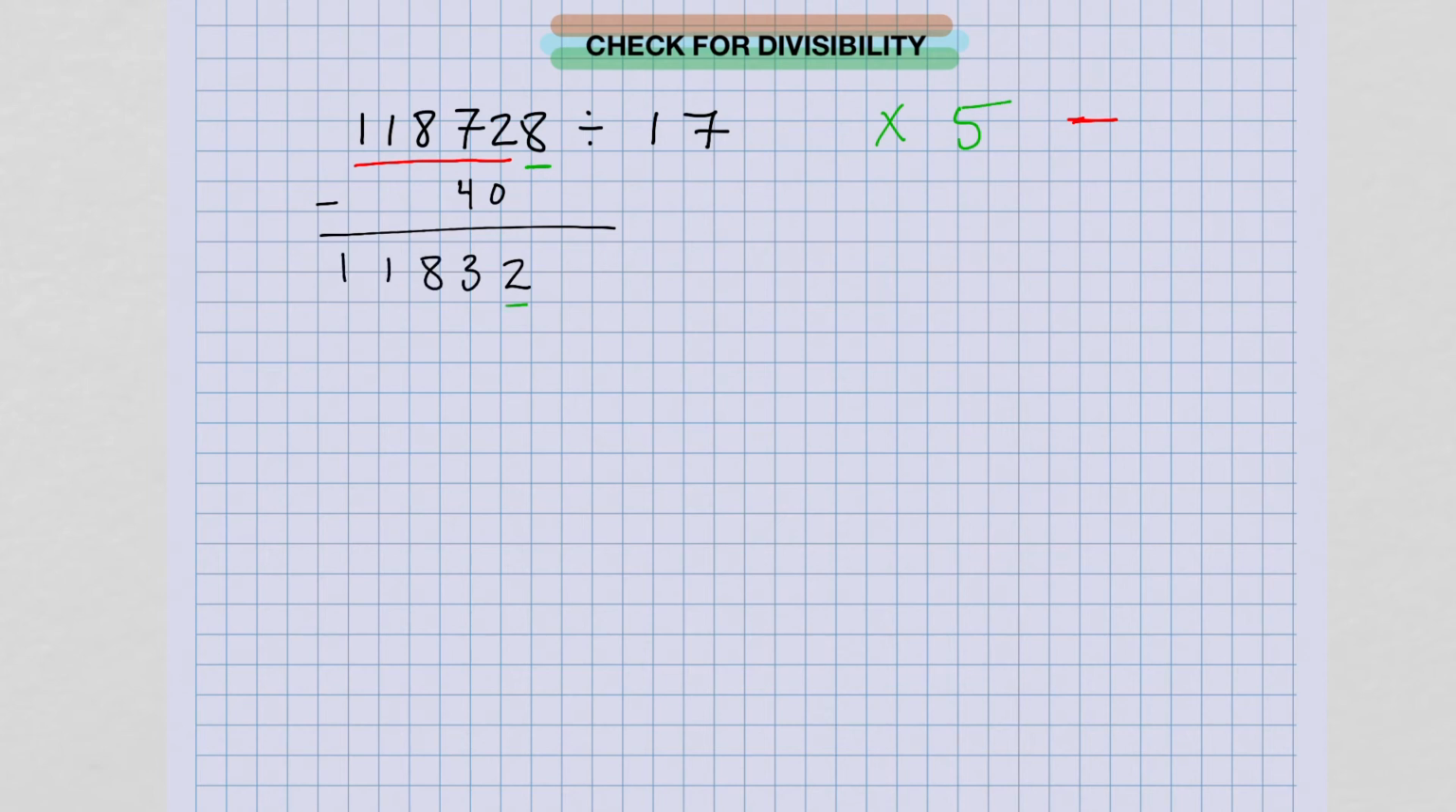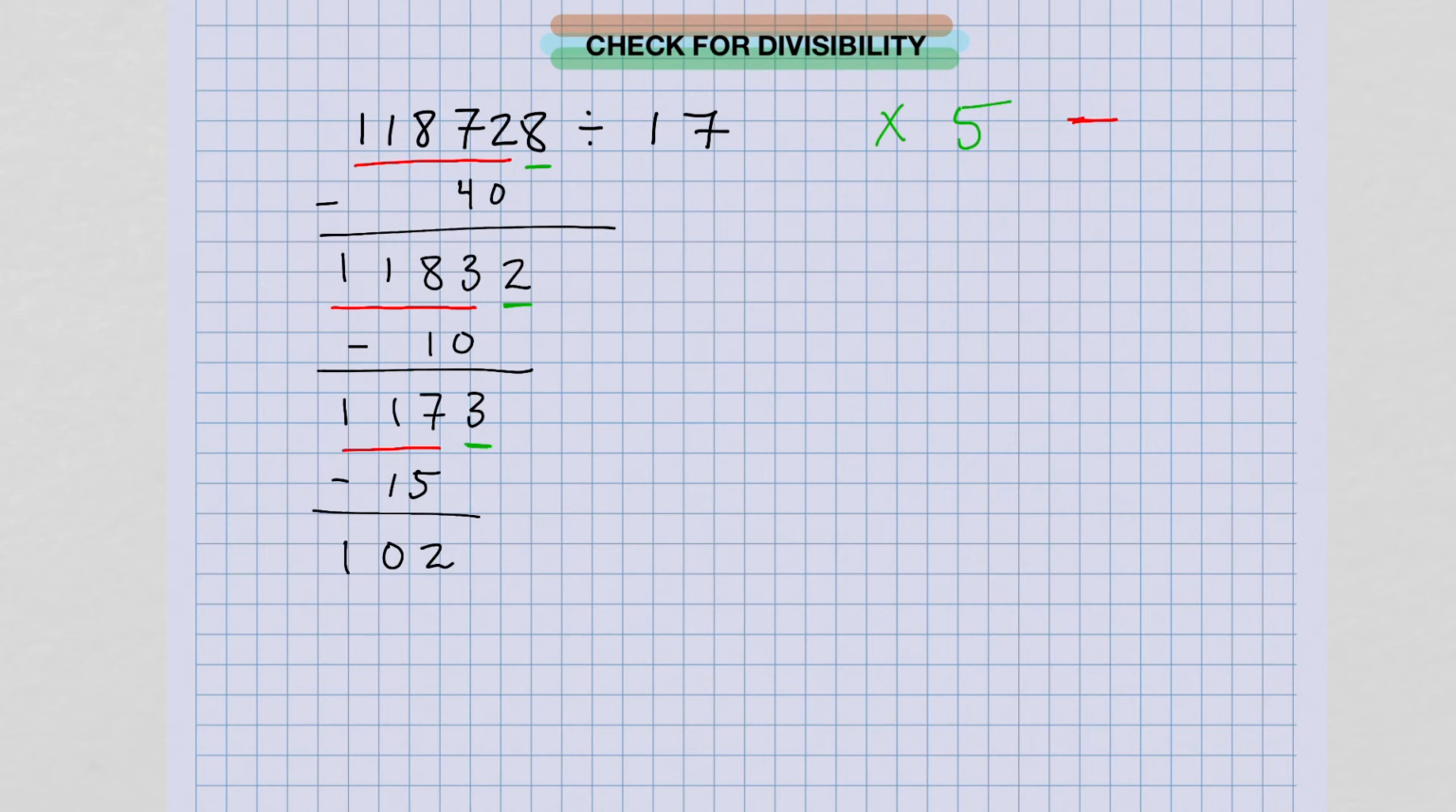Once again, we're going to take this last digit, multiply it by 5, then subtract it from these remaining digits. 2 times 5 is 10. So we're going to subtract 10. 3 minus 0, 3. 8 minus 1 is 7. Those numbers come down. We're going to take this last digit again, multiply it by 5, and subtract from the remaining digits. So 3 times 5 is 15. 7 minus 5, 2. 1 minus 1, 0. 1 minus 0 is 1.